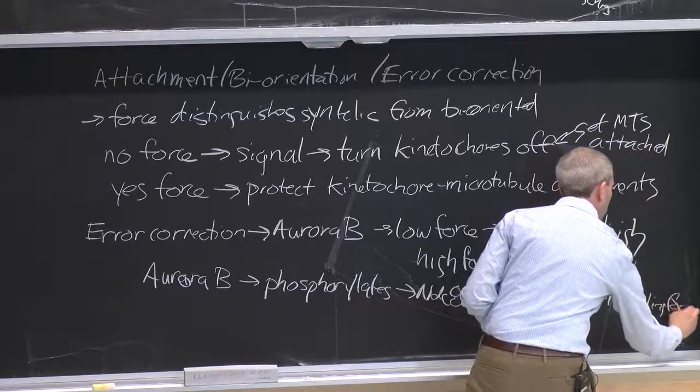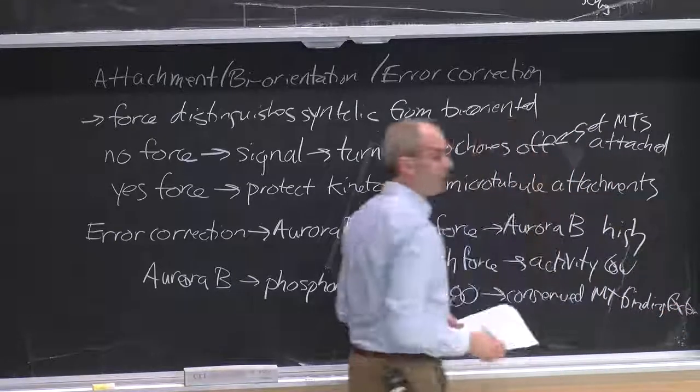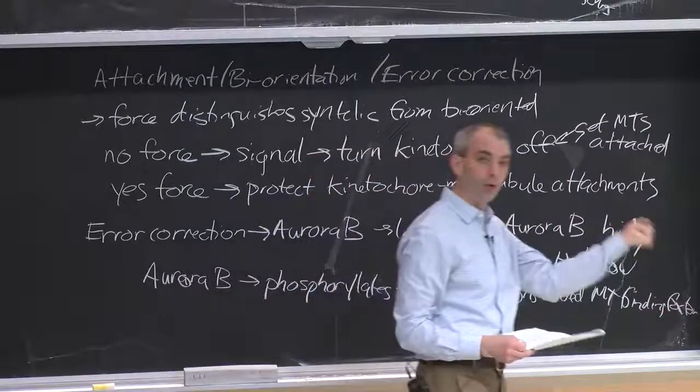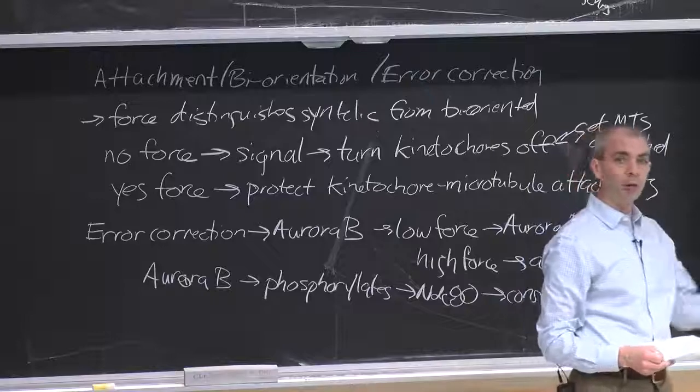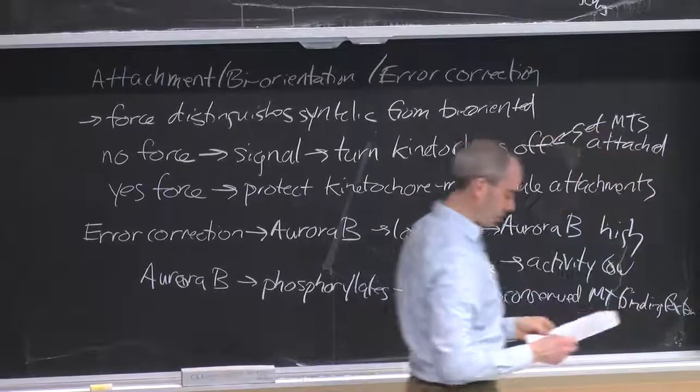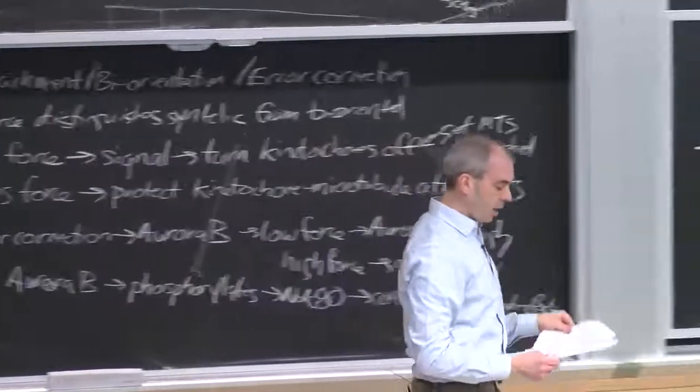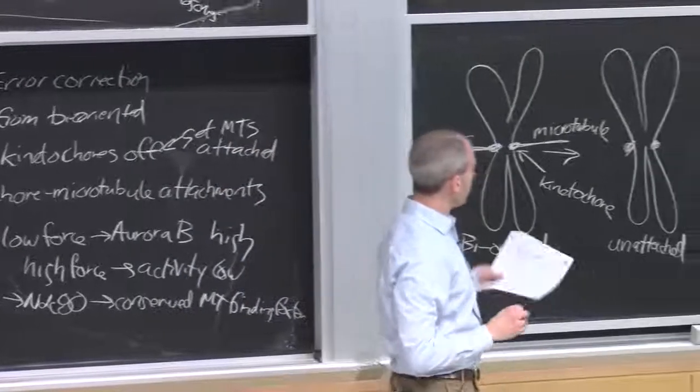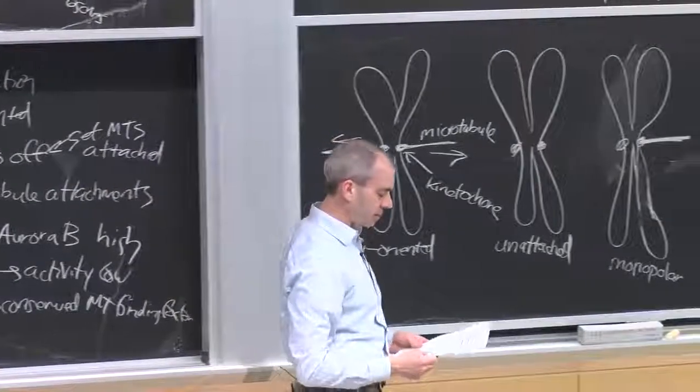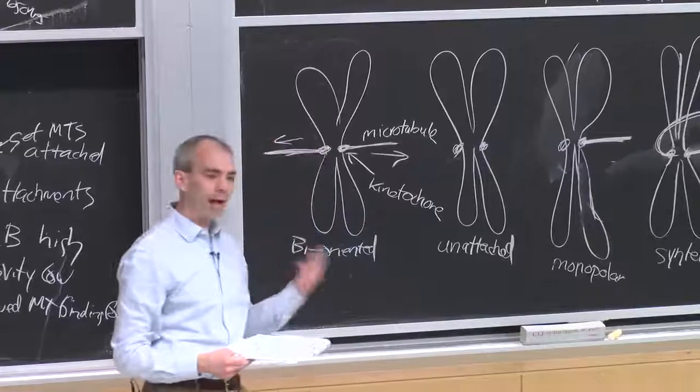So when NDC80 is phosphorylated, it's off. It turns off its ability to hold on to that microtubule. But when it's dephosphorylated, you can turn it back on. And so in this way, we can drive forward these major transitions and events by allowing you to capture and then release.